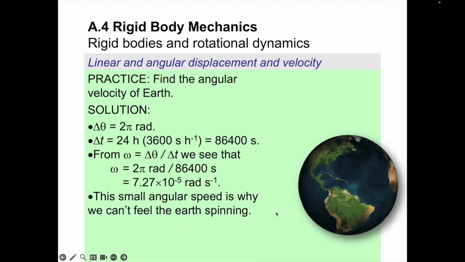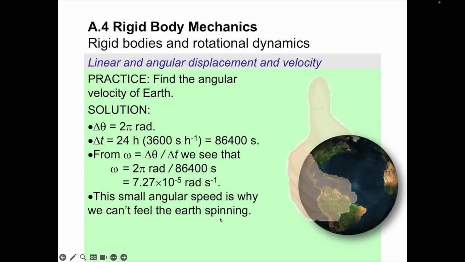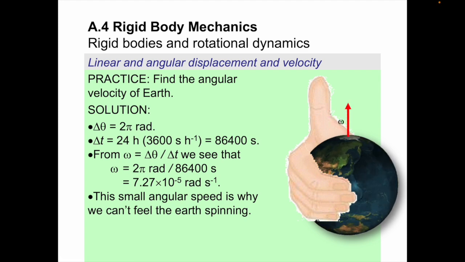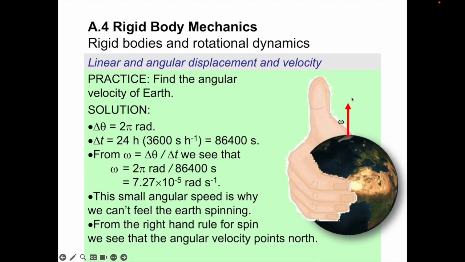It's a small angular speed. In other words, why can't we feel the Earth spinning? Well, the interesting thing is we're spinning with it, right? If we look at the angular velocity and wrap our fingers in the direction of the rotation, we can see that our angular velocity points upwards, or I guess north, we can call it.